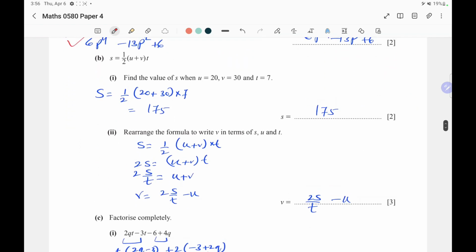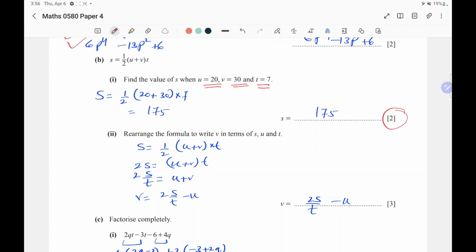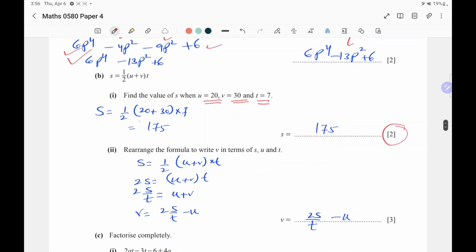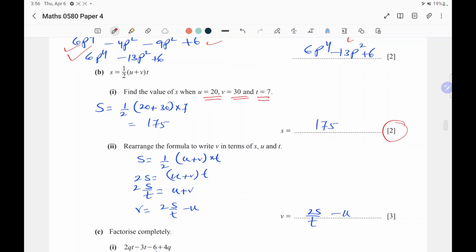Now B part, that says S equals half bracket U plus VT. So U is given to you, V is given to you, T is given to you. So guys, this is for 2 marks and I believe this is just a free mark. You can consider half, U is 20 and V is 30 times 7. Just calculate, you will get 175.